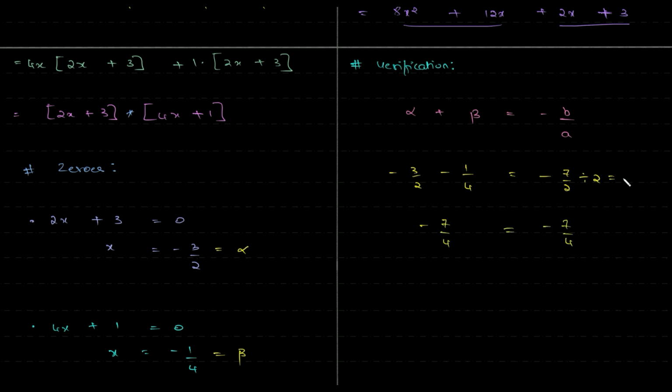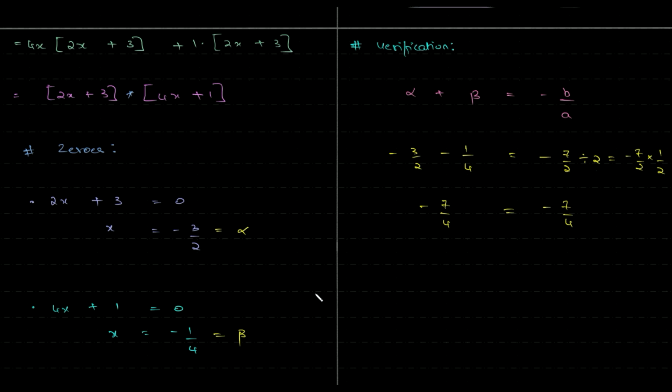Right? If you don't know about this, this is 7 by 2. When division becomes multiplication, you have to invert the denominator. Okay? So that's why this is minus 7 by 4. And yes, the other part is also there.